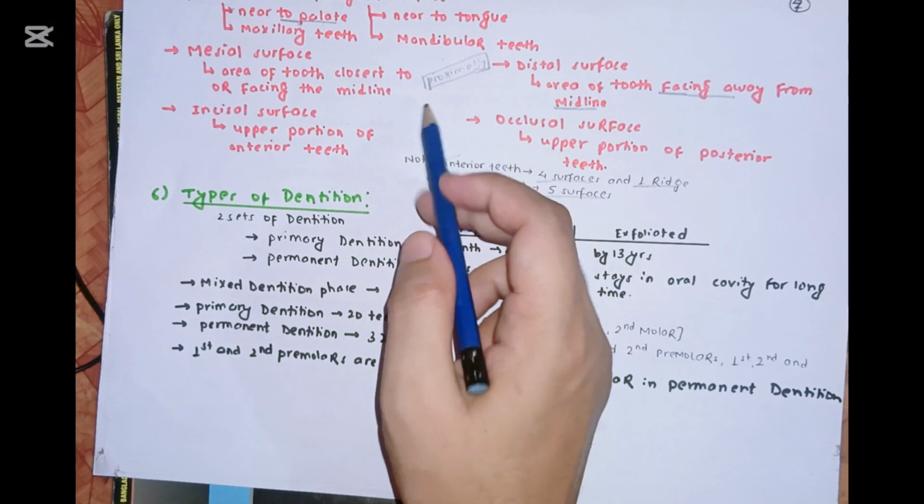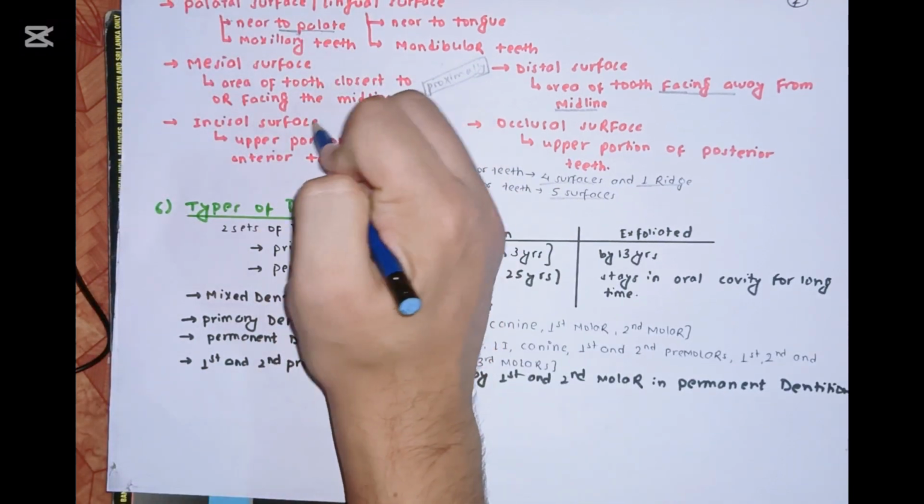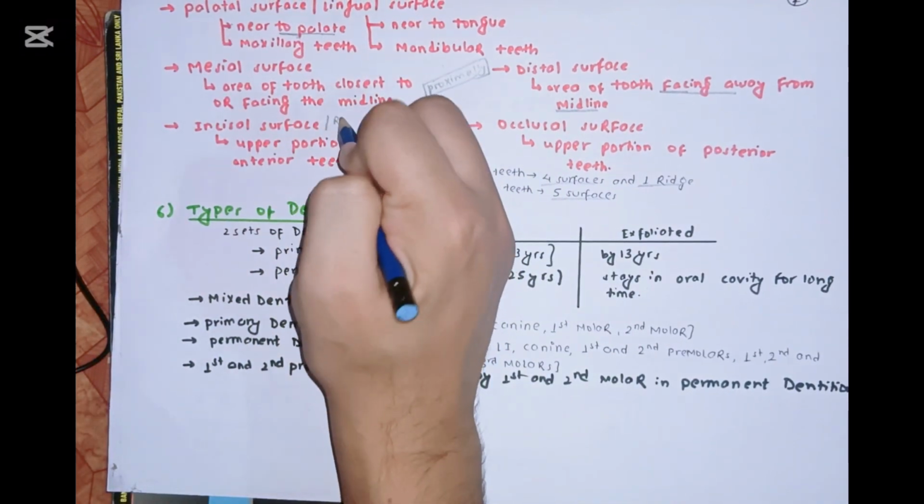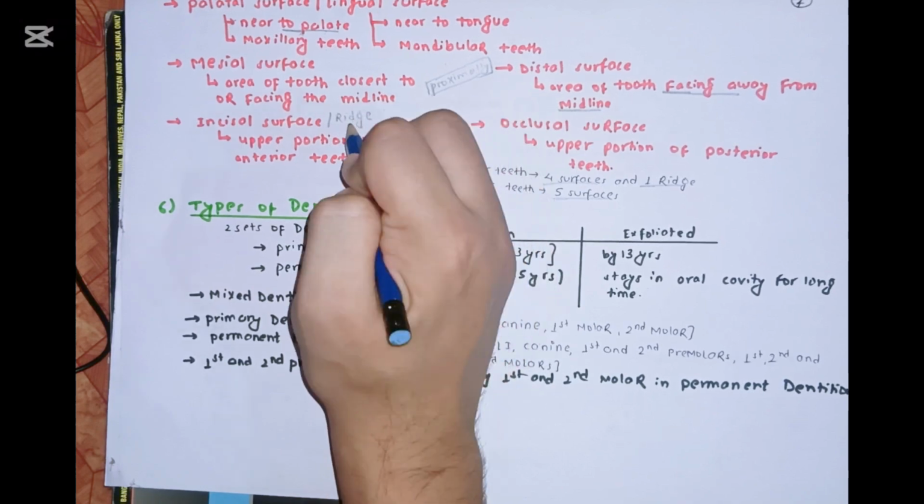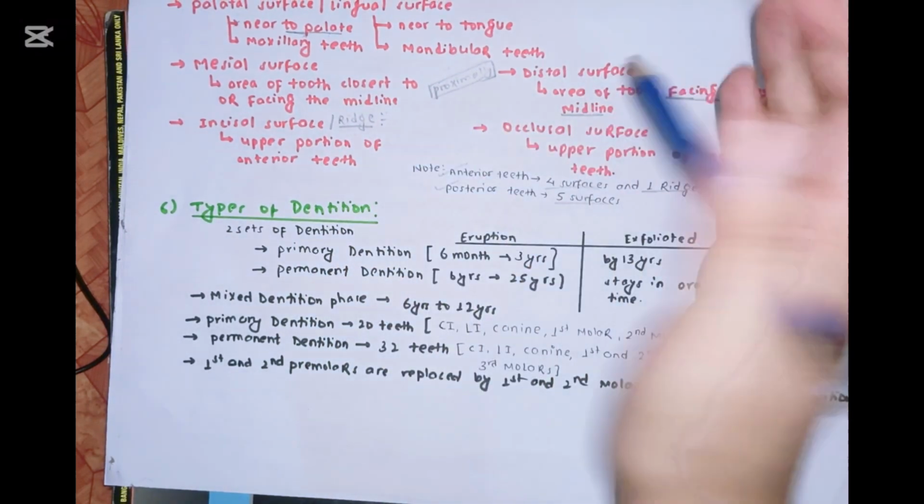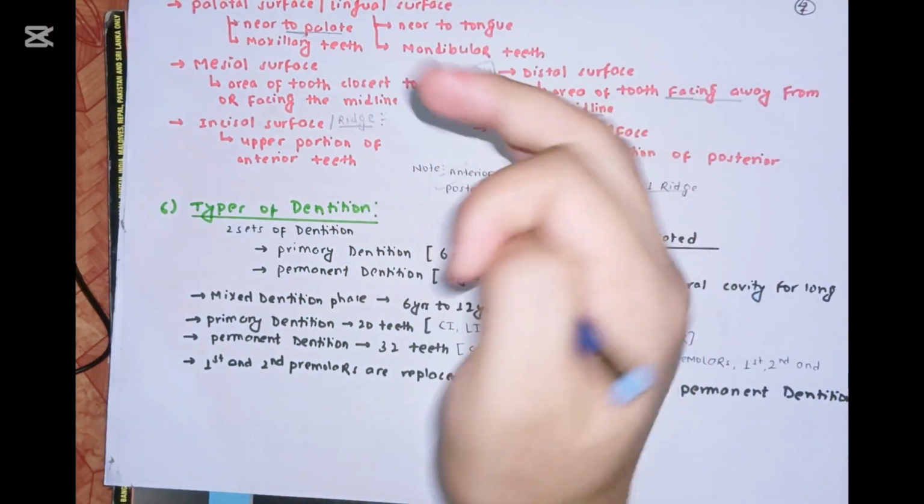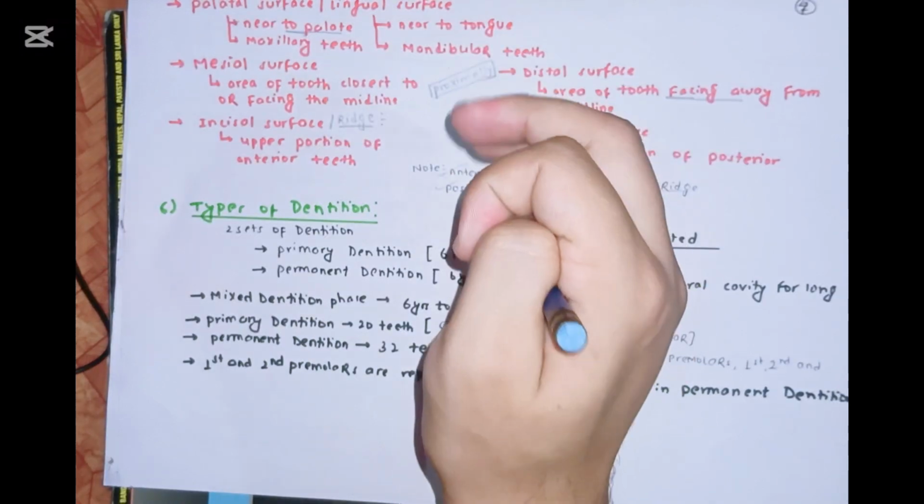Similarly, here I have written incisal surface, but the proper term is incisal ridge. Incisal ridge is the proper term, as there is no surface in the anterior teeth, so incisal ridge will be the proper term here.